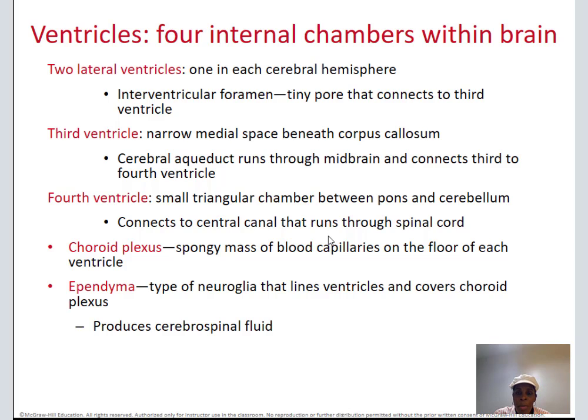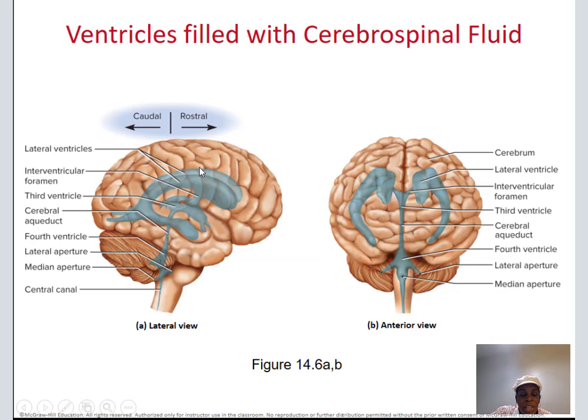The brain, the cerebrum, also has 4 ventricles. We got 2 lateral, a 3rd and a 4th ventricle. The choroid plexus are just like blood vessels inside the ventricle that will make the cerebrospinal fluid by the ependymal cells. So these are the 4 ventricles. You see them here. The 2 lateral, the 3rd and the 4th ventricle here.